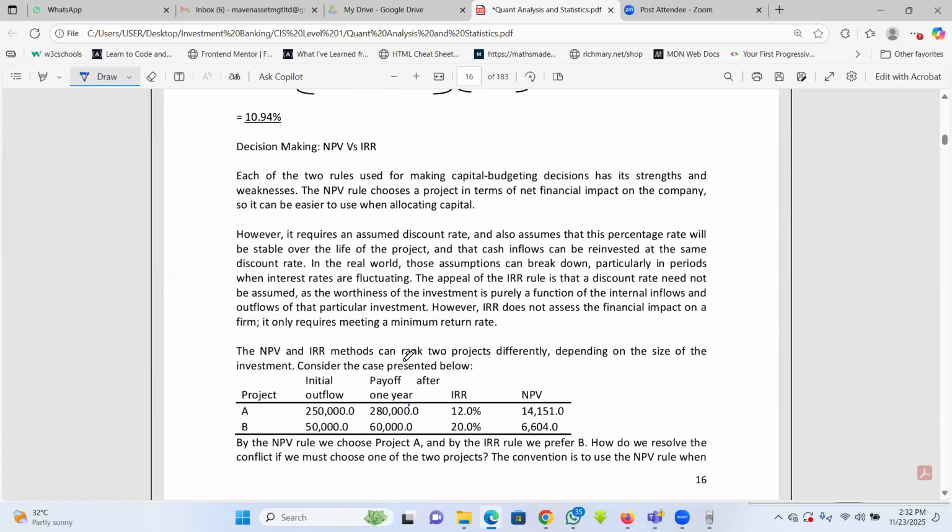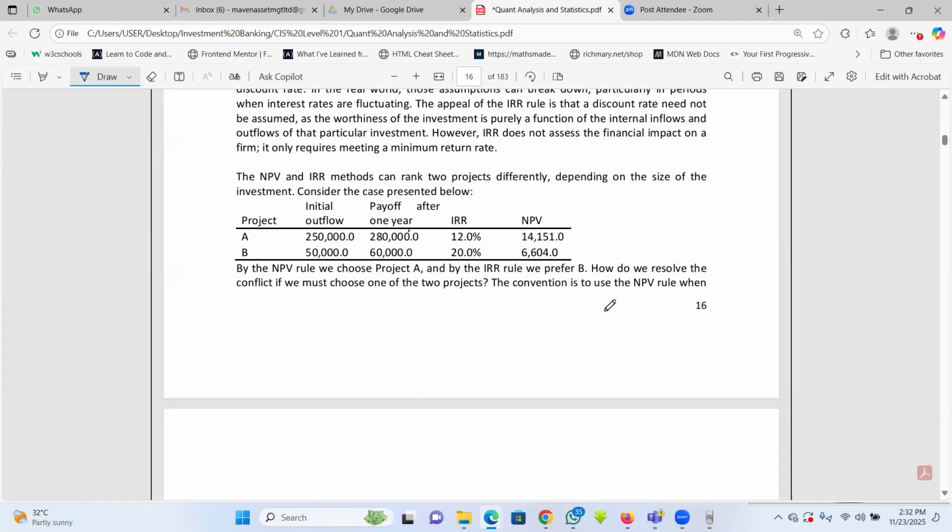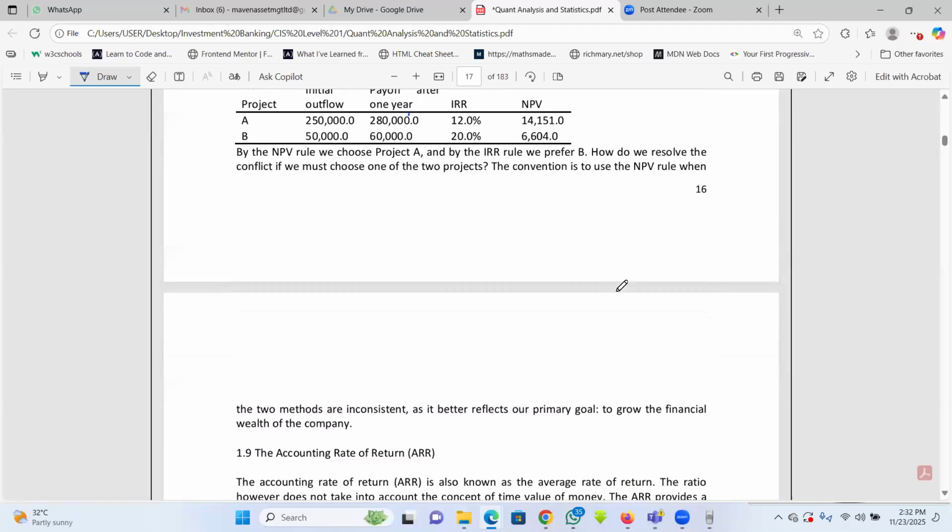So we have some explanations here and the relationship between them. The NPV and IRR methods may rank two projects differently depending on the size of the investment. So you have a case below. By the NPV rule, we choose project A. Why? It has a greater NPV than project B. By the IRR rule, we choose project B, because it has a greater IRR than project A. So the convention is to use the NPV rule when the two methods are inconsistent. At all points in time, the NPV trumps the IRR method.